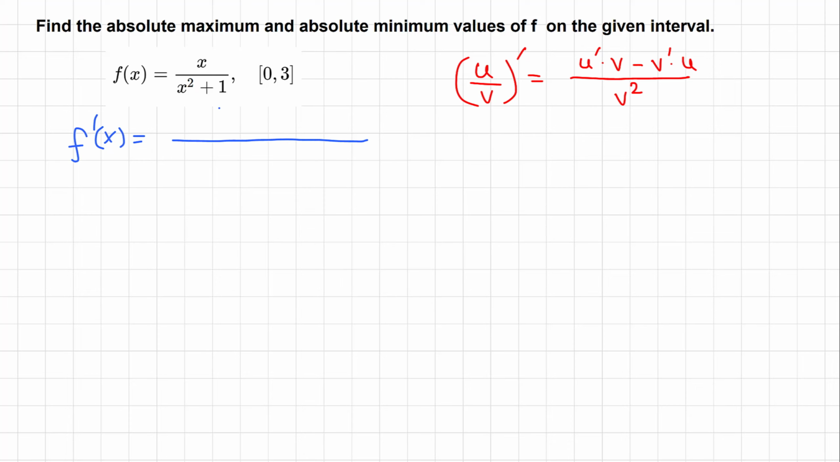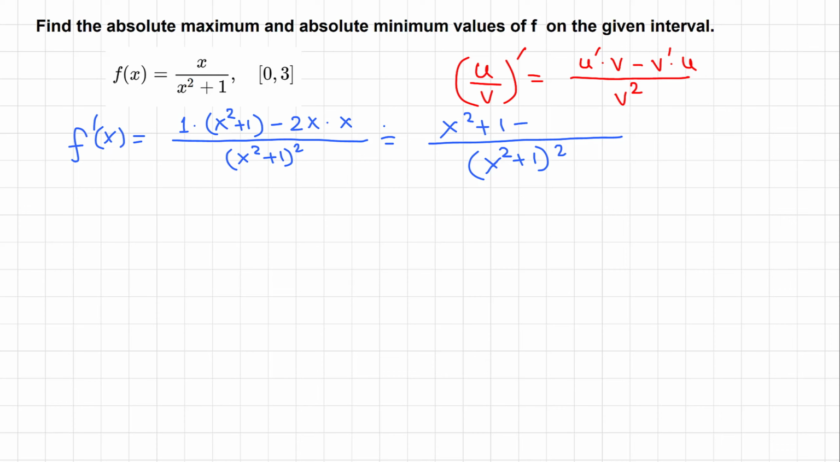Then this will be, on the bottom, the square. Okay, square means quantity squared. On the top, derivative of x is 1 times the bottom, minus v prime, derivative of bottom. That's 2x plus 0, just 2x, times x. Let's simplify. On the bottom we've got x squared plus 1 quantity squared. 1 times x squared plus 1 is just that, minus 2x times x, 2x squared.